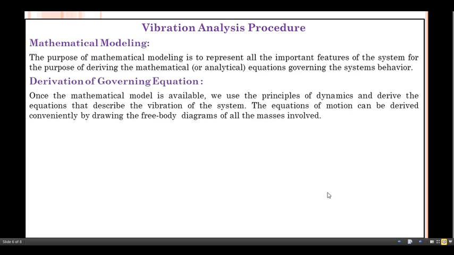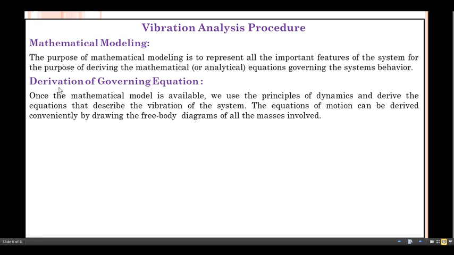The first step is the mathematical modeling. The purpose of mathematical modeling is to represent all the important features of the system for the purpose of deriving the mathematical or analytical equations governing the system behavior. Before the next step, note that the mathematical model may be linear or non-linear depending upon the behavior of the system's components.